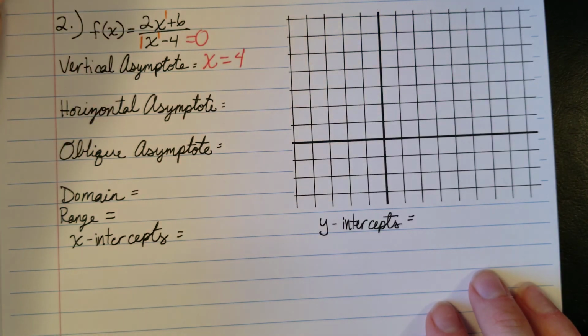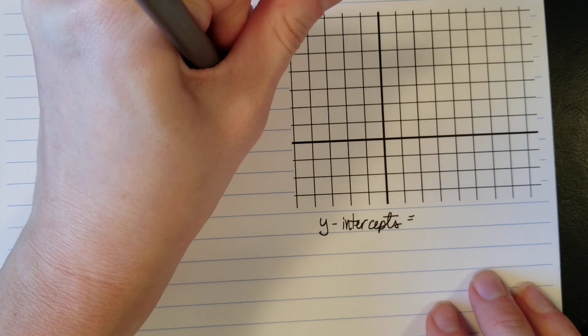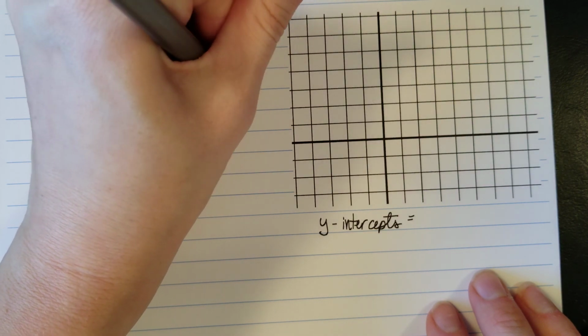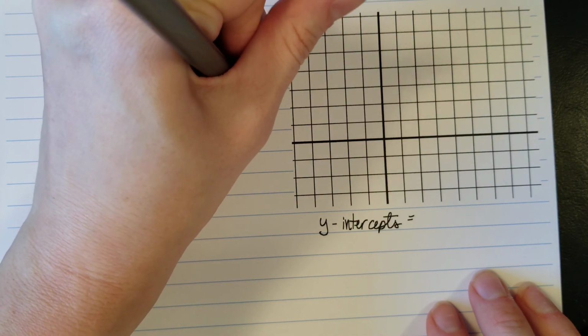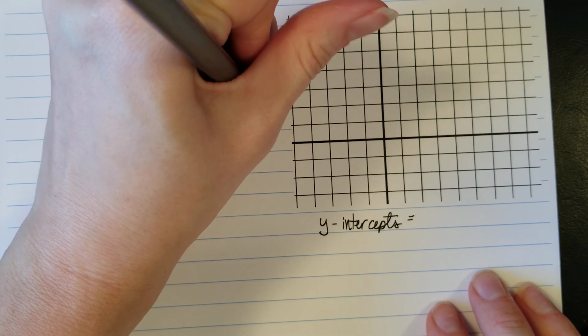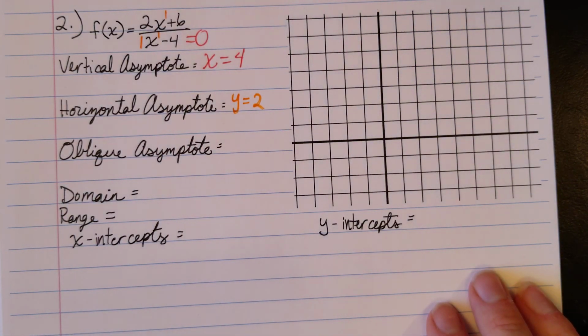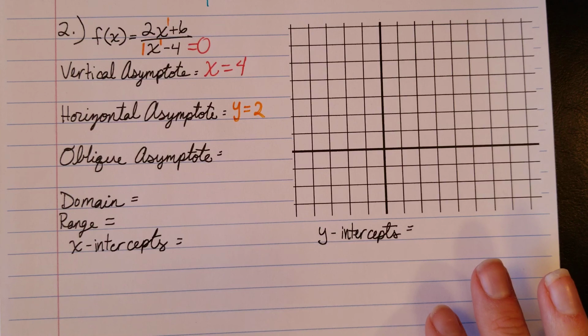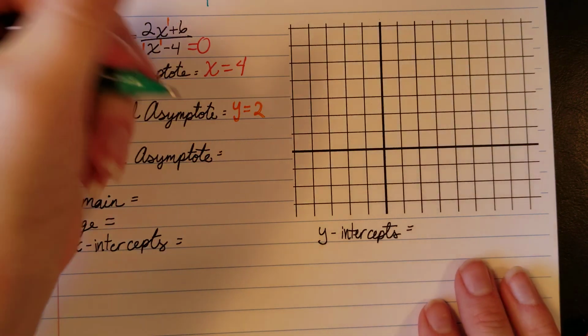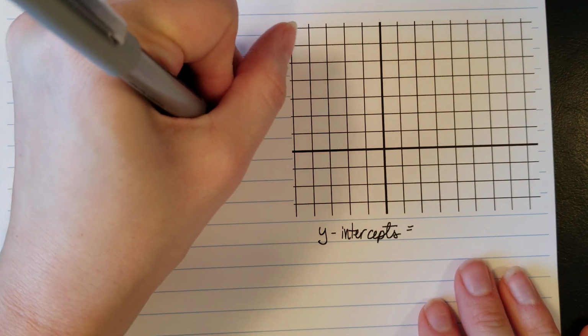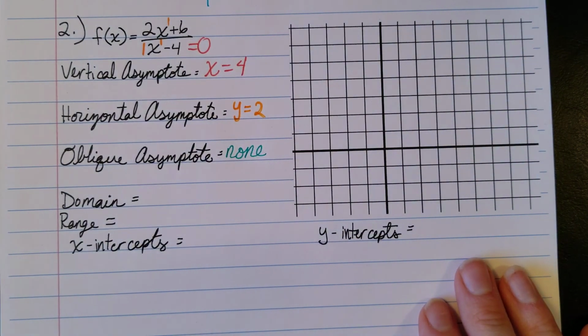So that'd be 2 over 1. So for your horizontal asymptote, it would be y is equal to 2 over 1. And 2 over 1 is really just 2. So y equals 2 is the horizontal asymptote. And since the horizontal asymptote does exist, the oblique does not.